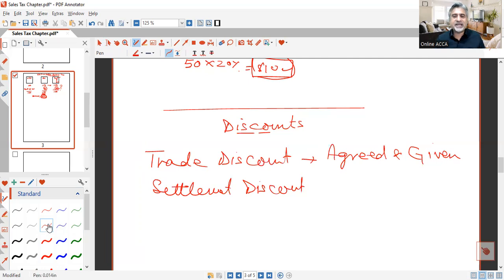Trade discount is agreed and given at the time of sale, and it is not recorded in the books. It is not considered an expense. It has just been given at the time of sale. Then you talk about settlement discount. Settlement discount is not agreed and not given at the time of sale. This happens later on.